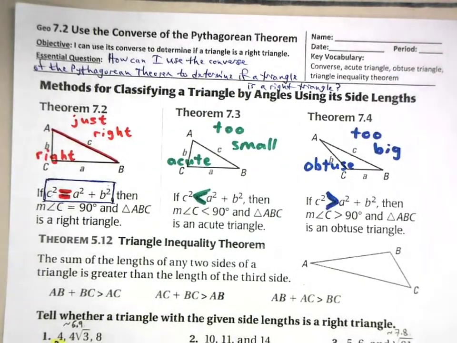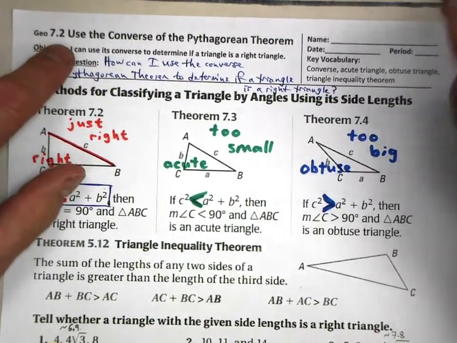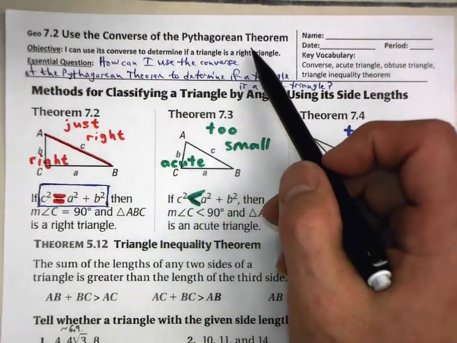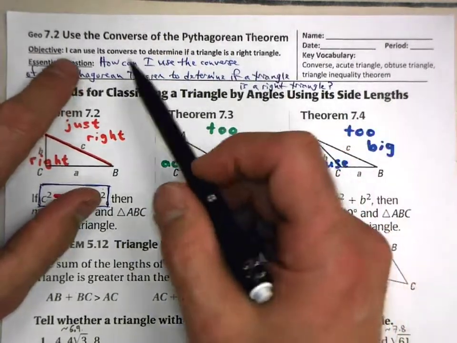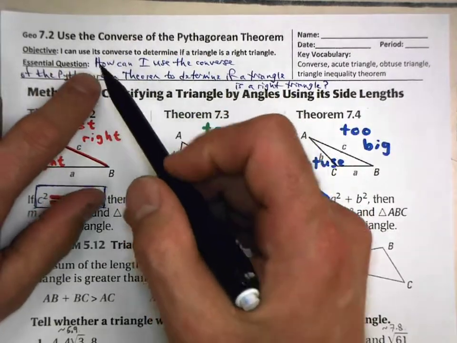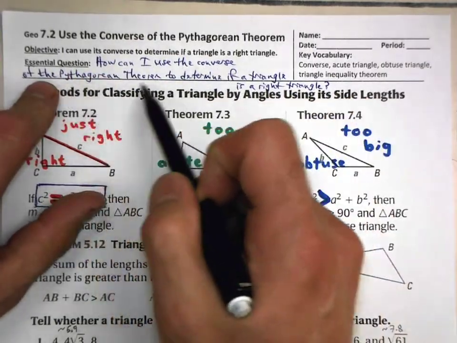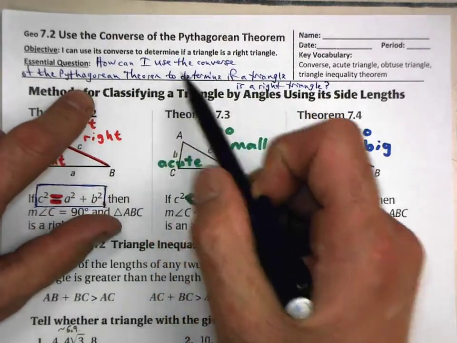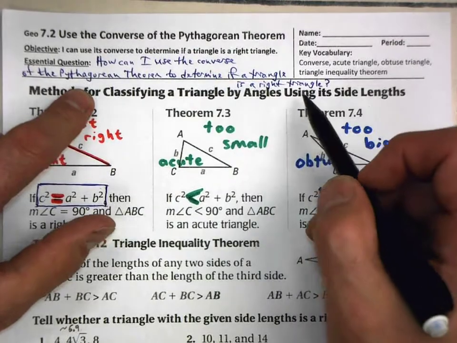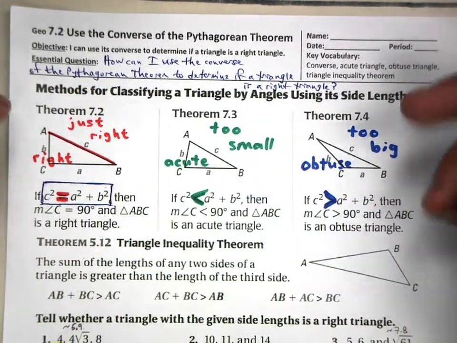Well, welcome to Chapter 7, and we're going to jump right into Section 2. Use the converse of the Pythagorean Theorem. Our essential question, let's say it that way, is how can I use the converse of the Pythagorean Theorem to determine if a triangle is a right triangle. That's what our goal is to figure out here.